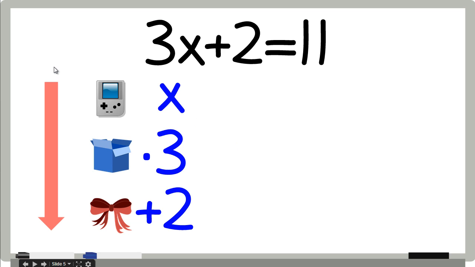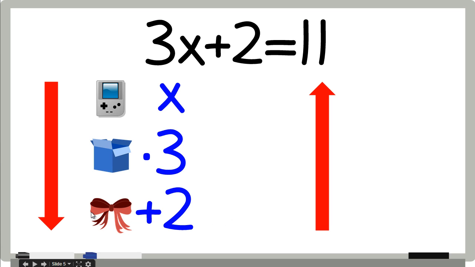So that's how the present got wrapped up. We've got an x, but it's been multiplied by a 3, and it's had a 2 added to it. That sort of wrapped the present up. If we want to get the toy out of the equation, if we want to solve for x and find out what it is, we have to go the other direction. We have to reverse the process.